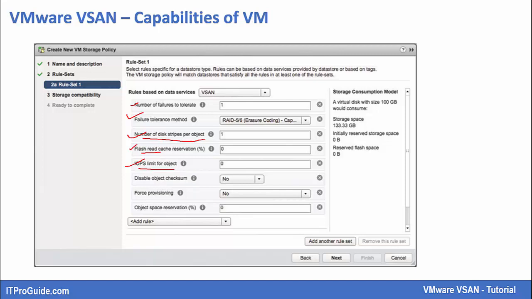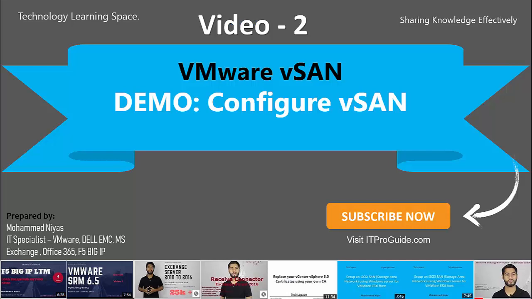The sixth one, object space reservation, defines the percentage of reservation for VM storage during initialization. The final one is force provisioning. If the force provisioning parameter is set to a non-zero value, then the virtual machine will be provisioned even if the requirements specified in the storage policy cannot be satisfied. So these are all the topics that you need to know before you start configuring a virtual SAN.